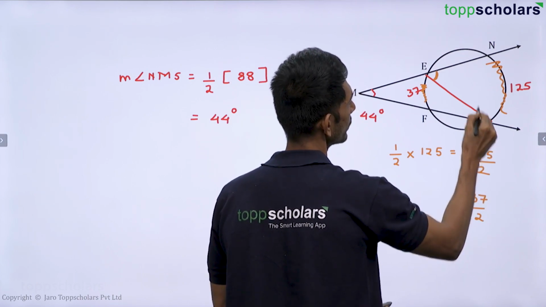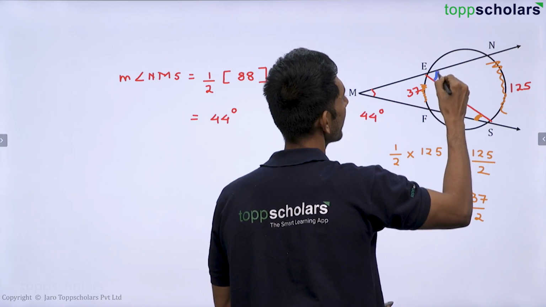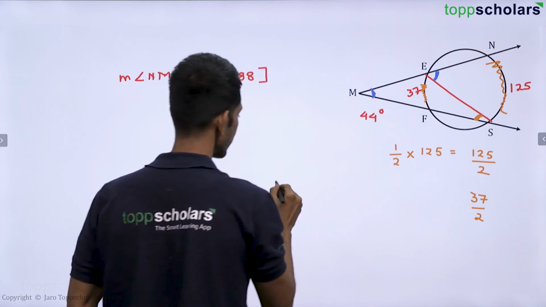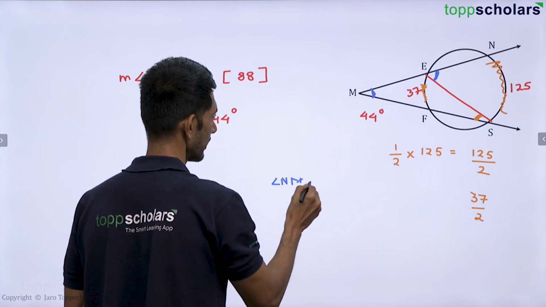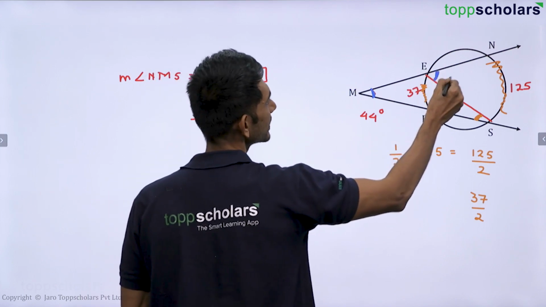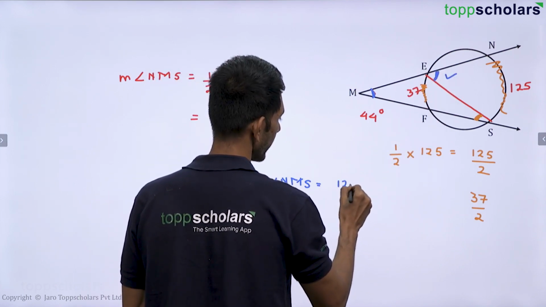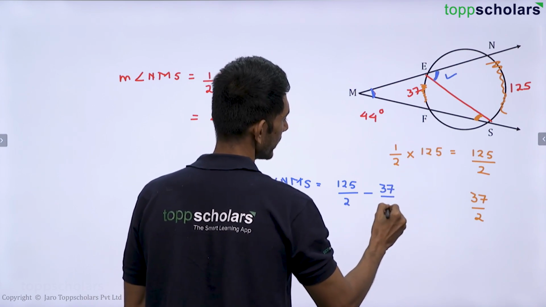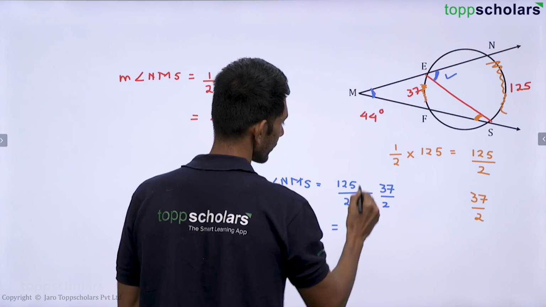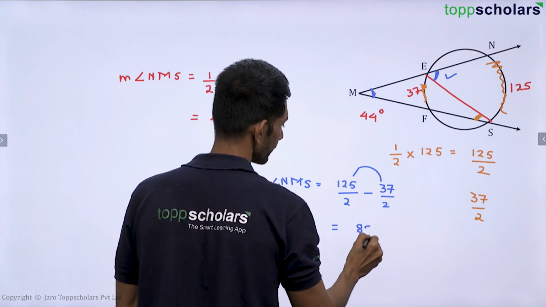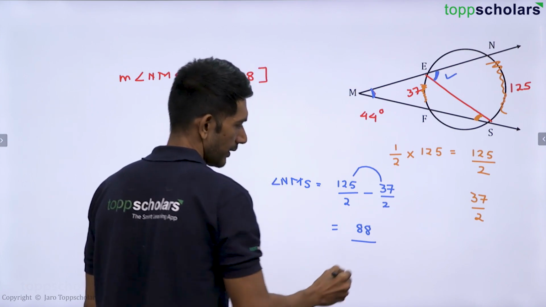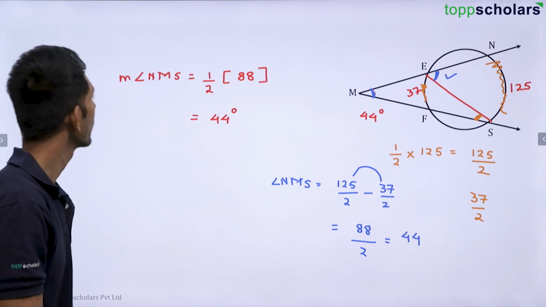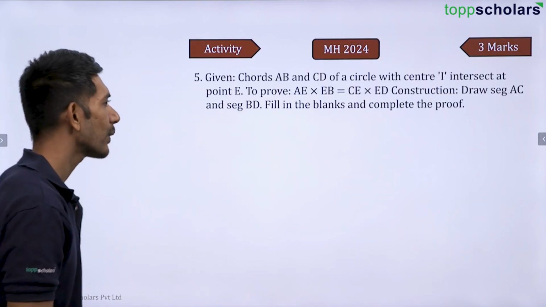This angle will be 37 by 2. Now we know that this angle is the exterior angle for this triangle. So to find this angle, that is angle NMS, that will be equal to the exterior angle, which is 125 by 2 minus 37 by 2. See, you're getting the same thing. That is 88 by 2, and that gives you 44. Easy? Okay. So let's have a look at one last question.